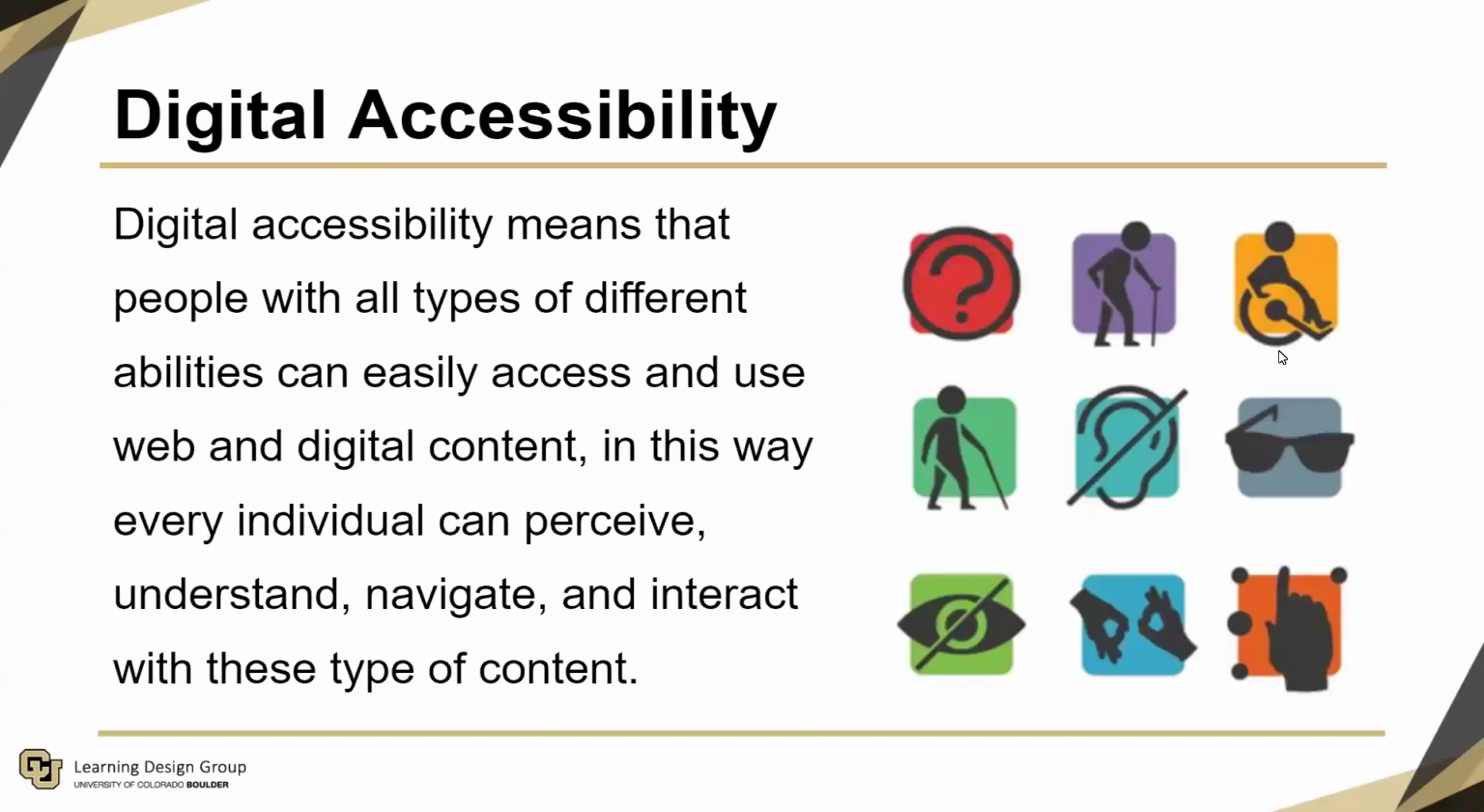Let's talk about what digital accessibility means. It means that people with different abilities can easily access and use web and digital content. In this way, many individuals, not everybody, I don't like to say everybody, can perceive, understand, navigate, and interact with all of your digital content. Why do I say not everybody? Because the concept of 100% accessible does not exist.